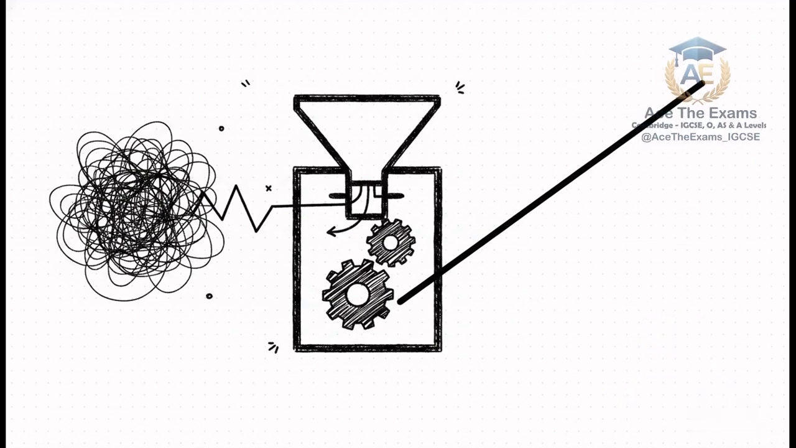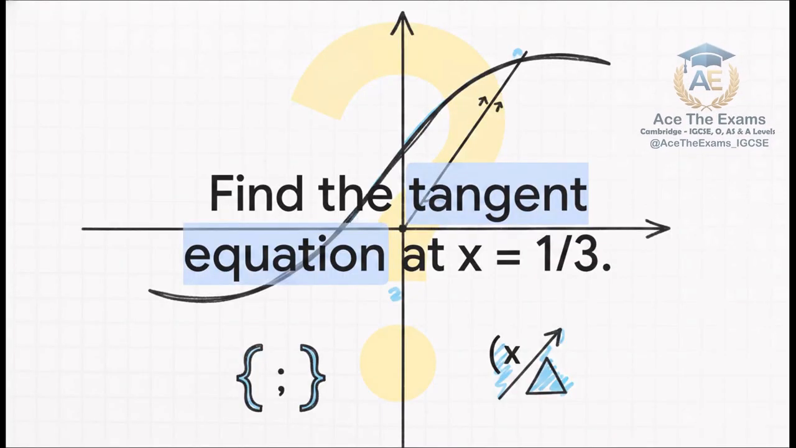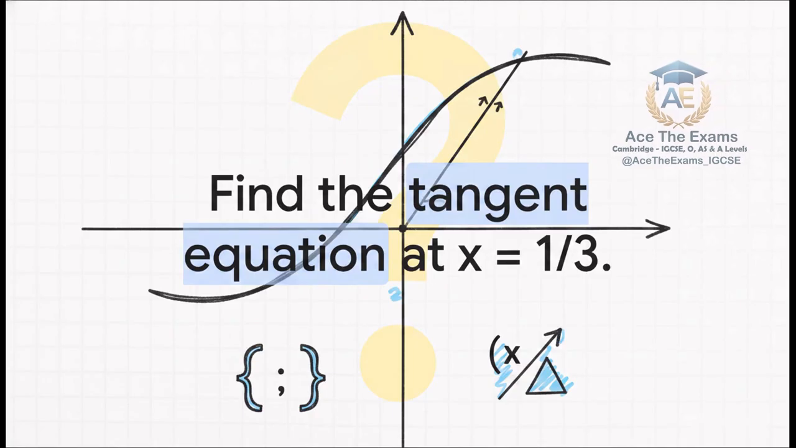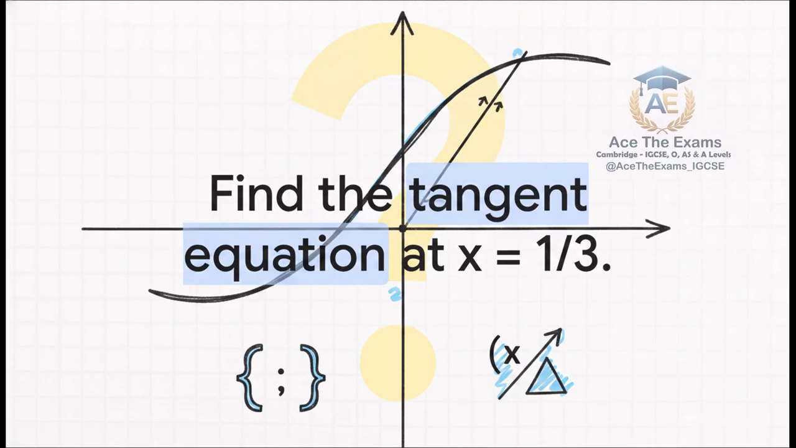But don't let it scare you. It's really just a machine. You plug in an x value and boom, it instantly spits out the exact gradient of that original curve. Now, what's genuinely cool about this is how we take that theoretical derivative and actually use it to find the exact tangent line at a specific point on the curve.